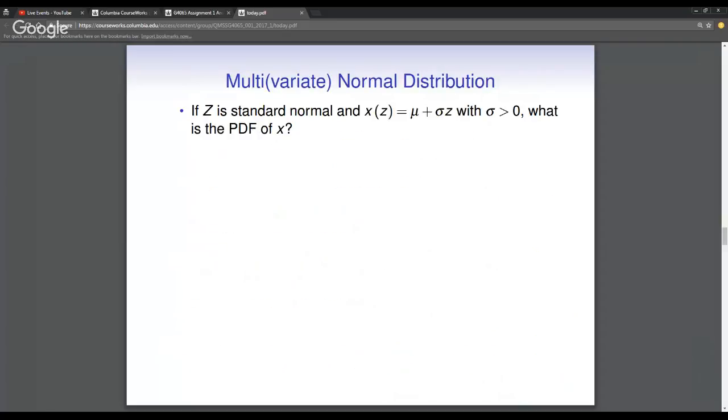And we're going to do that for the multivariate normal distribution after we practice one more time in the univariate case. So if z is standard normal, univariate, and x is a function of z, namely the function mu plus sigma times z, with sigma being positive, what is the PDF of x? Shorter way, longer way, don't care. What is it? It's a normal distribution with the mean of mu.